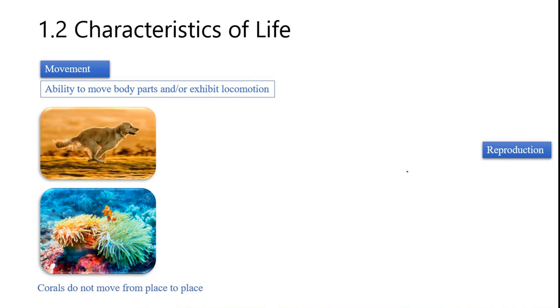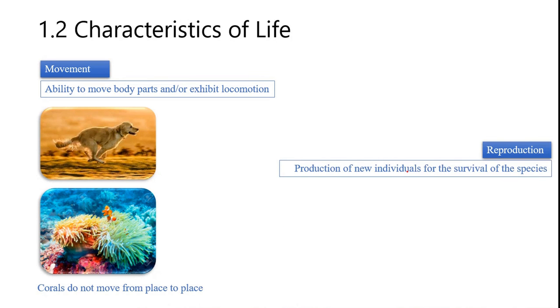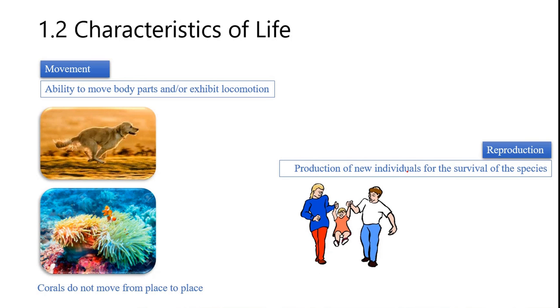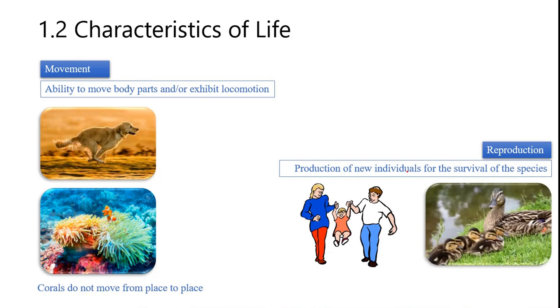The next characteristic of living things is reproduction. We are new organisms from our father and our mother. The baby is a new organism from the father and mother. This means humans reproduce for the survival of the species. If an animal or plant cannot reproduce, they cannot survive, and the species cannot be found anymore.